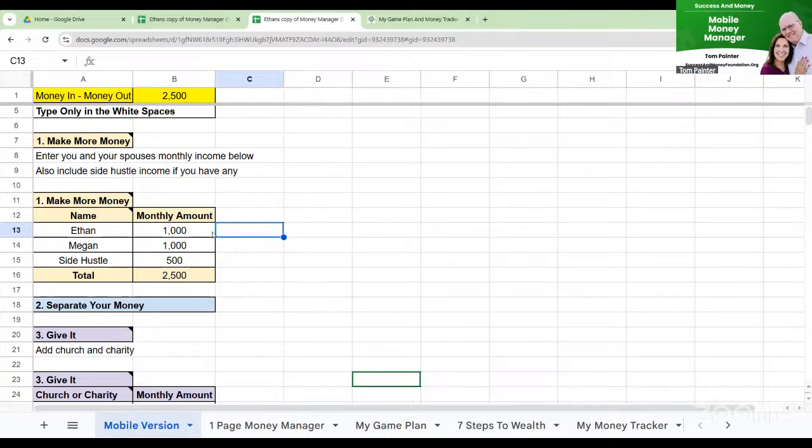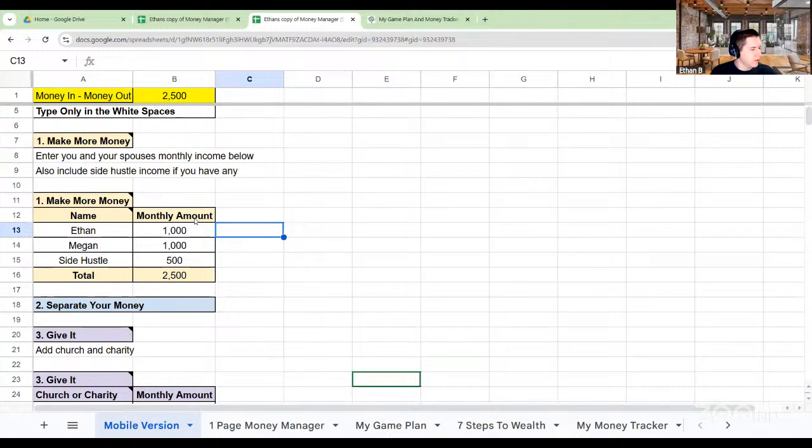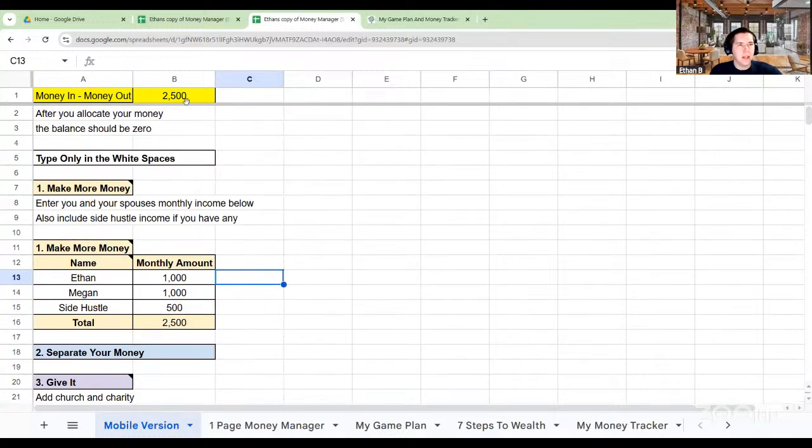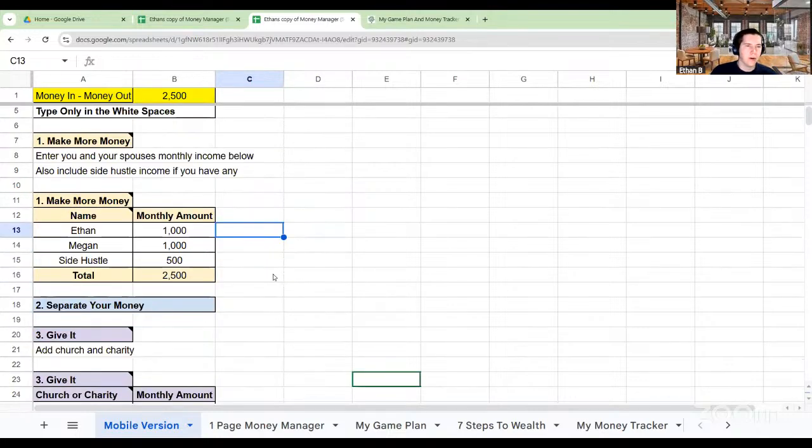If it's pesos, it doesn't matter. Put in whatever number it is, and it should calculate for you. Yep, the math will work the same. So wherever you're at in the world, just enter your own currency there. So now you can see up here my money in, money out just updated to 2,500. So far I've got 2,500 in and we don't have any money out yet.